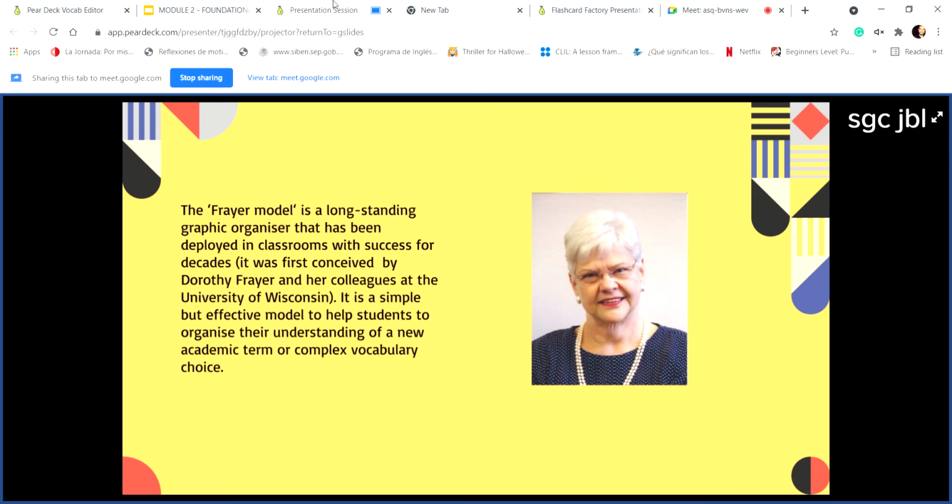complex vocabulary choice. So this is very good for exams as well, because you can create a whole reading and writing assessment evaluation with a Freyer model technique, and you have the opportunity to evaluate and assess different skills of the language in the same work, in the same activity.